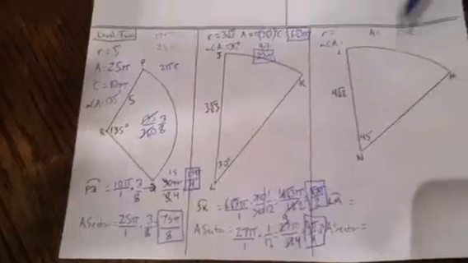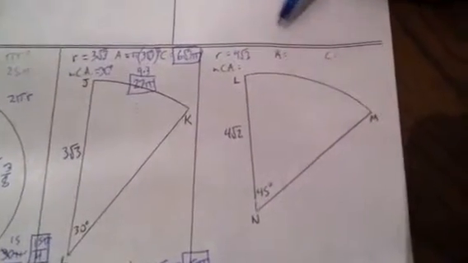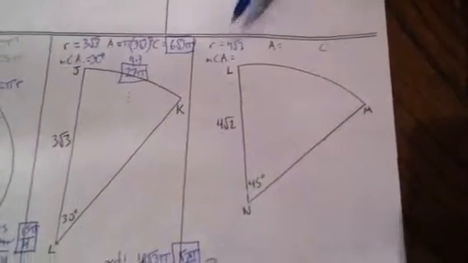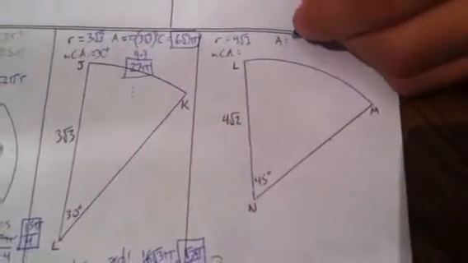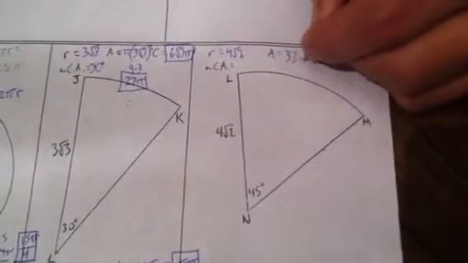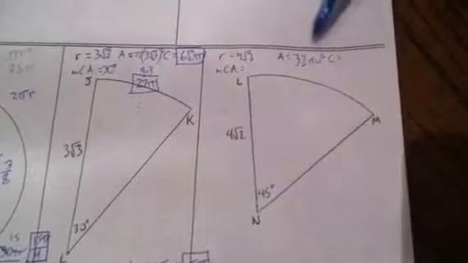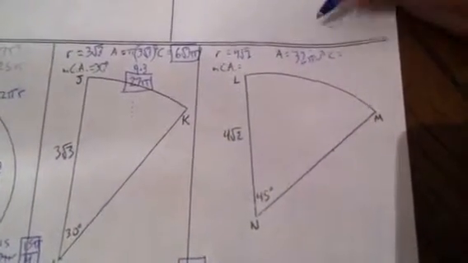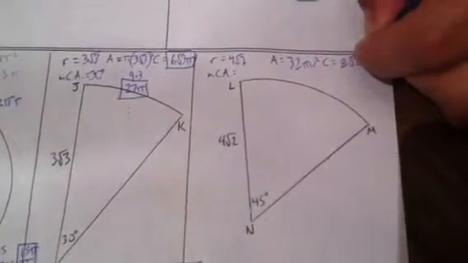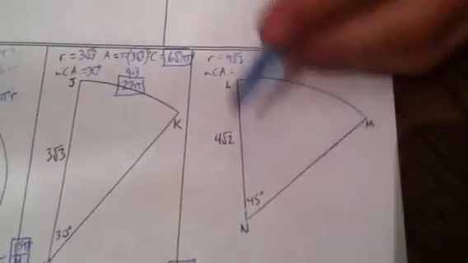Okay, last one is this one. Here our radius is 4 square root of 2. So our area is going to be pi times the radius squared. So let's square this radius. 4 squared is 16. The square root of 2 squared is 2. 16 times 2 is 32. 32 pi units squared, because it's 4 square root of 2 squared times pi. The circumference is 2 pi times the radius. So if the radius was 4 square root of 2, then it will be 8 square root of 2 pi. Okay. Central angle here is 45 degrees.